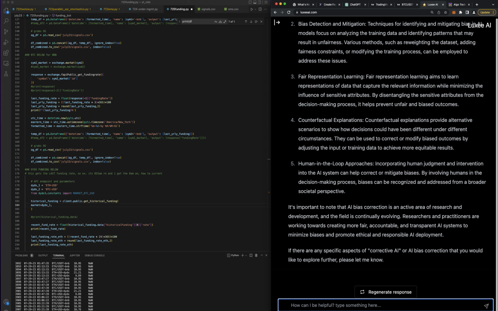Corrective AI is a mind-boggling idea, and I had to get it to you ASAP.